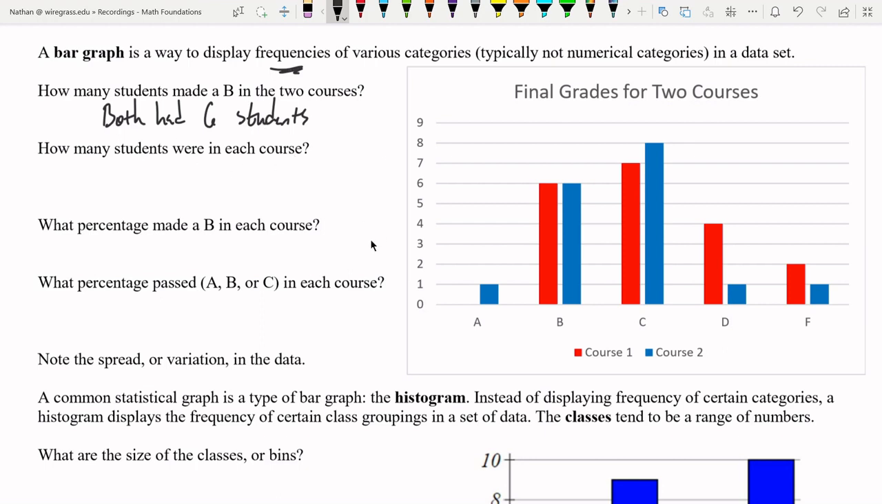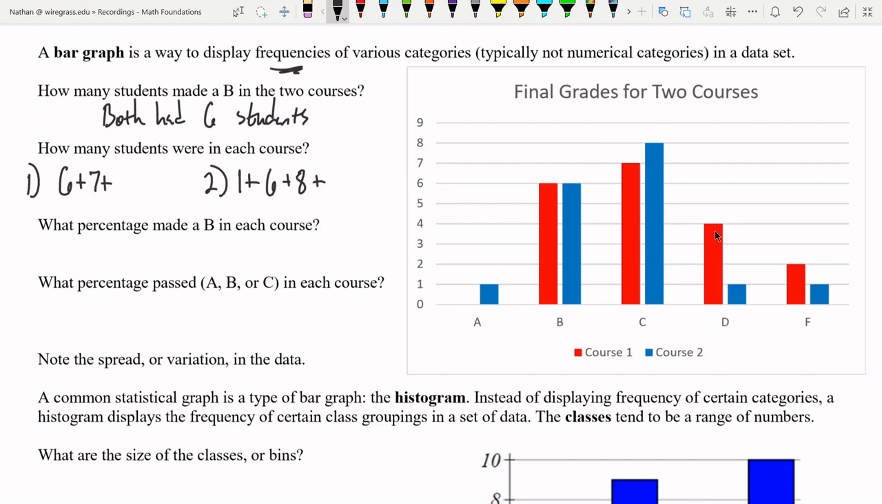Okay, how many students were in each course? Well, to do that, we just need to calculate the running total. I'll do course 1 like this, and then course 2 like this. We have 1 student for A's, this is for course 2, in blue. For course 2, we have 6 in B's, and I have 6 in course 1. For C's, I have 7 in course 1, and I have 8 in course 2.